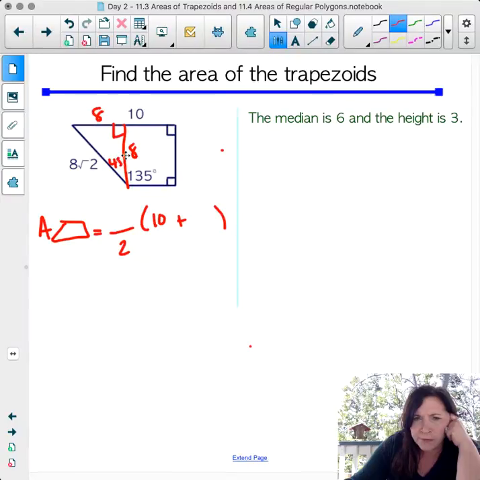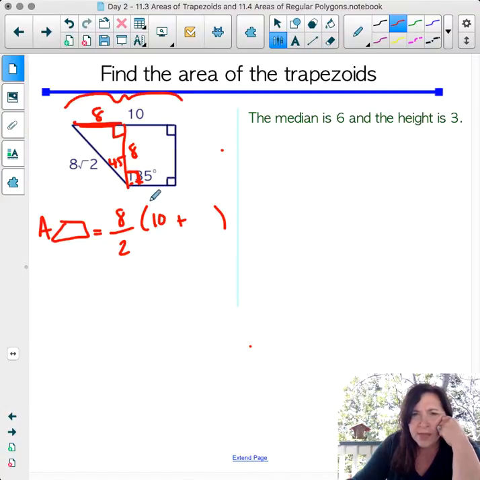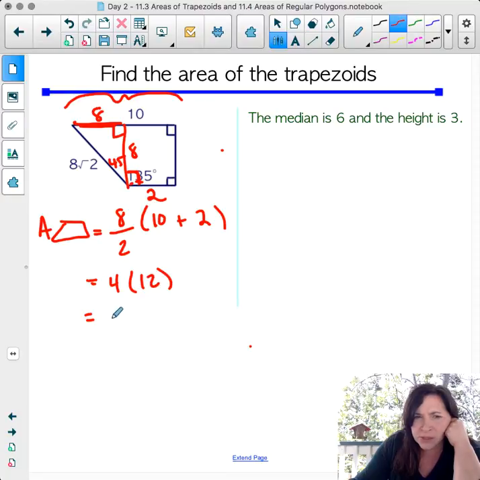This being a 45, because that's going to be a 90 here. And 90 from 135 is 45. So we have 8 root 2. So my height is 8. And let's see here. This part right here is, if this is 8, and this whole length here is 10, that would make this little part 2. So 10 plus 2 times 8 divided by 2. So again, that's going to be 8 divided by 2, which is 4, times 12. And 4 times 12, units times units, is units squared. So that's 48 units squared.